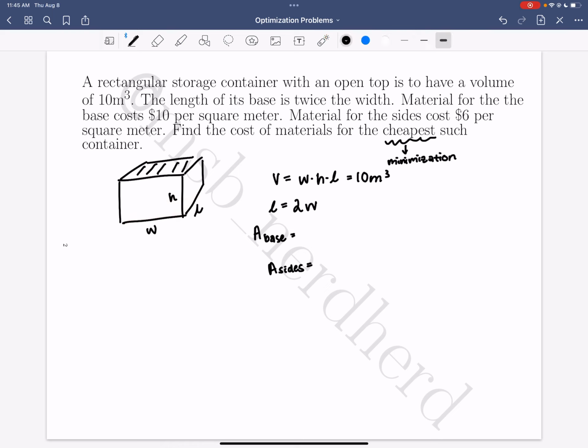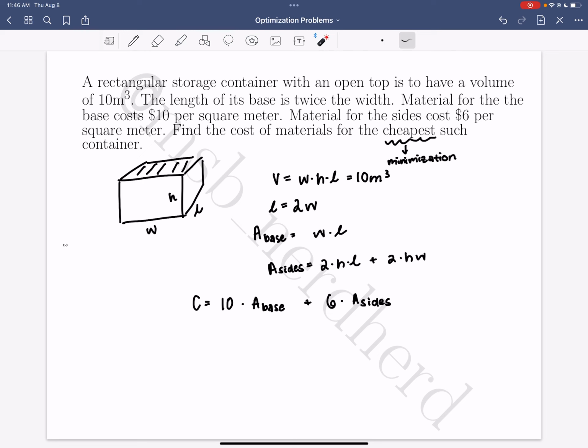So we have the base, and that's going to be width times length. And the area of the sides, we have these sides, which is height times length over here. So 2HL plus the 2 back here, 2HW. The overall cost is going to be equal to 10 times the area of the base plus 6 times the area of the sides. Makes sense so far? We're just finding the cost of those sides.